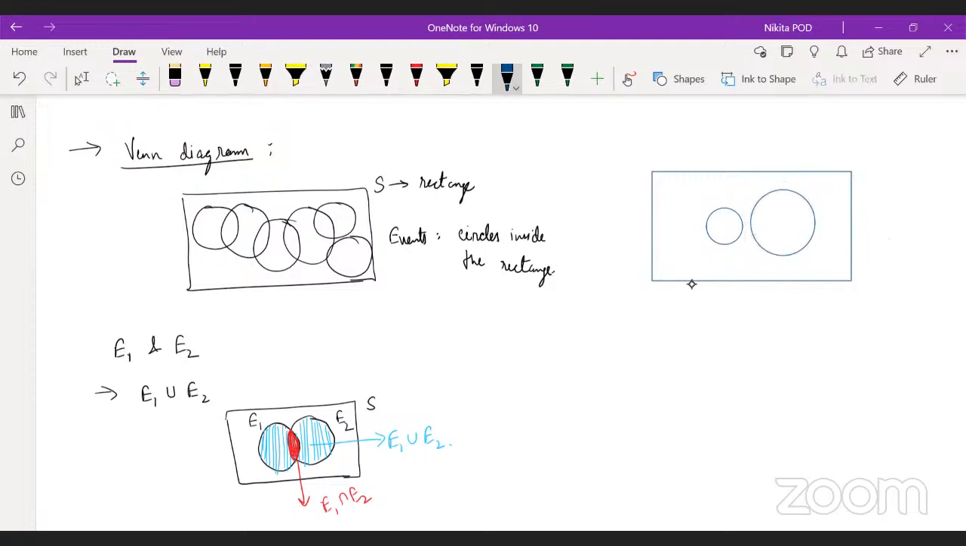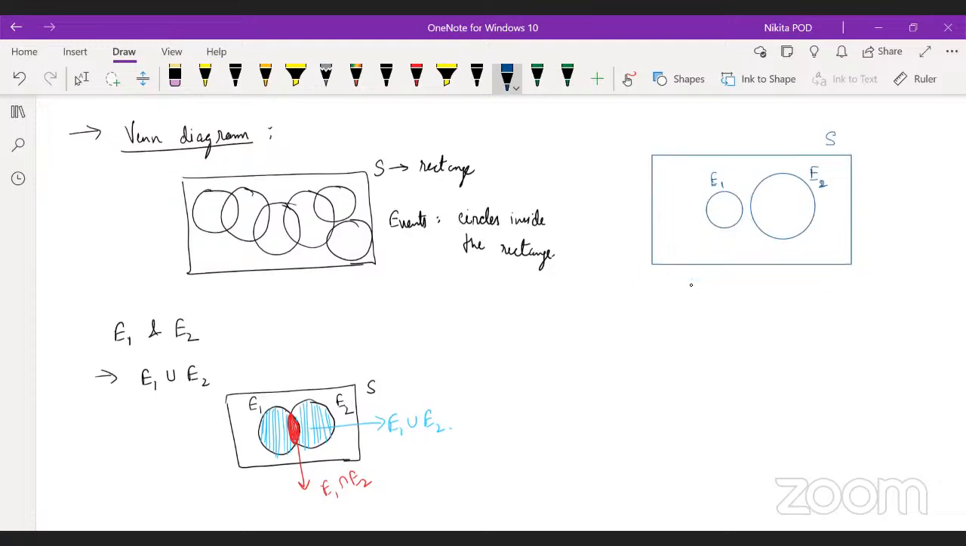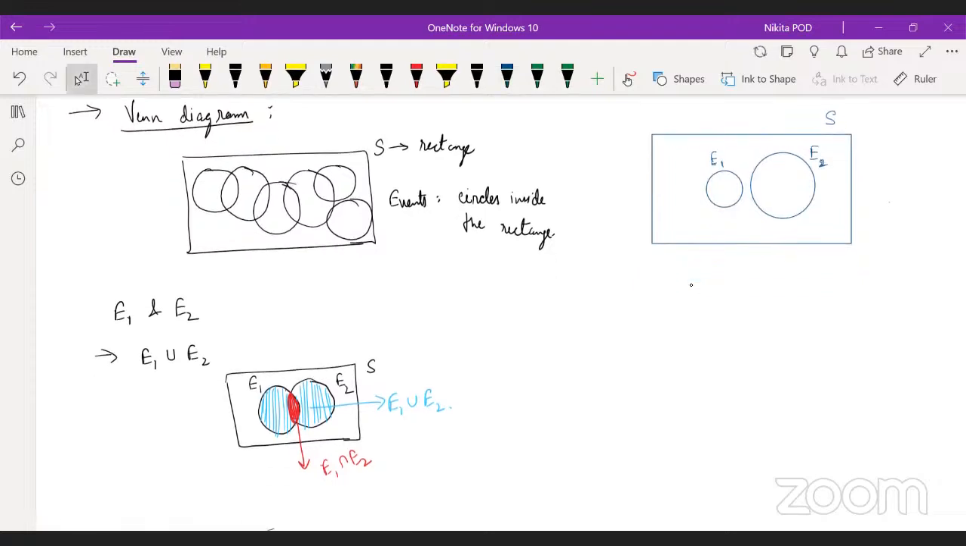So all this in this rectangle would represent the sample space, and all this will be an event. So this is E1, this is E2. There are two events we have taken. Now, if we talk about E1 union E2, so we had the sample space, we had two events, E1 and E2.